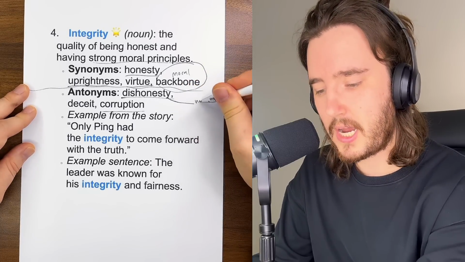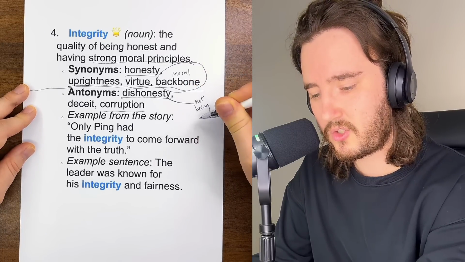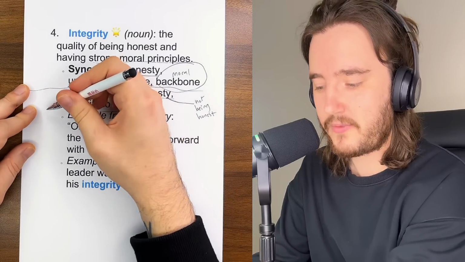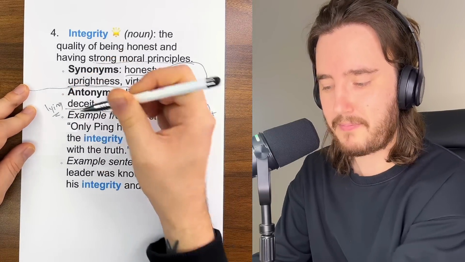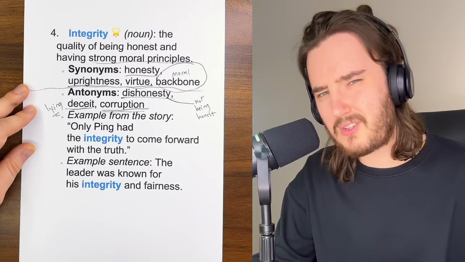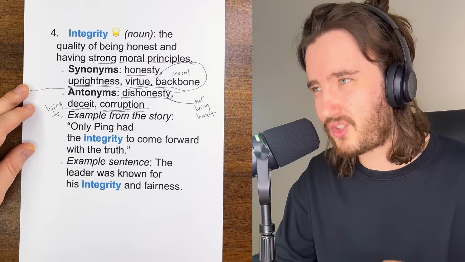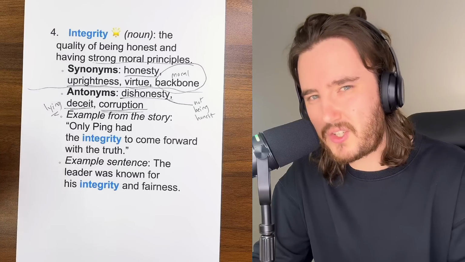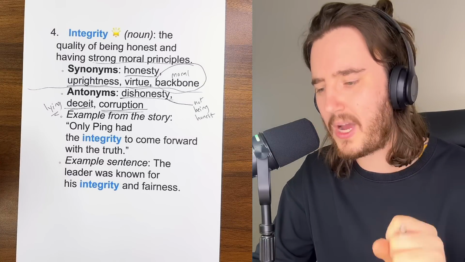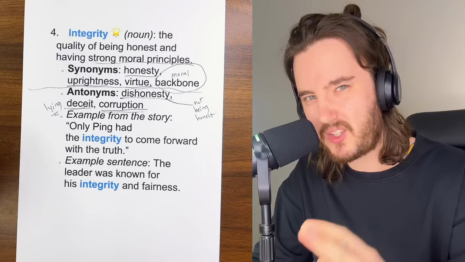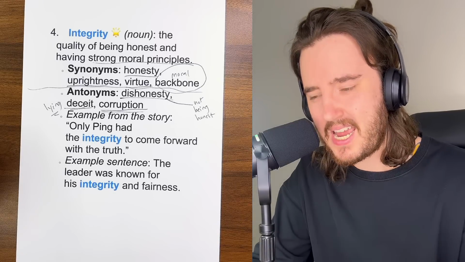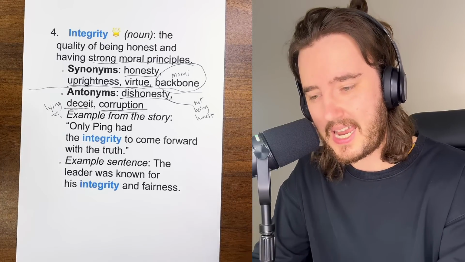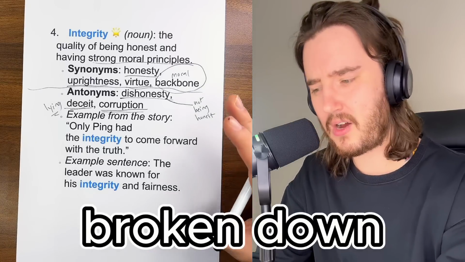We all know dishonesty. It means not being honest, right? Not telling the truth. Deceit is another way of saying lying to people. Corruption is slightly different. It's a bit stronger. The idea of corruption is that honesty has been eaten away. Integrity has been eaten away. It has been dissolved. It has been eroded. It has been broken down, right?